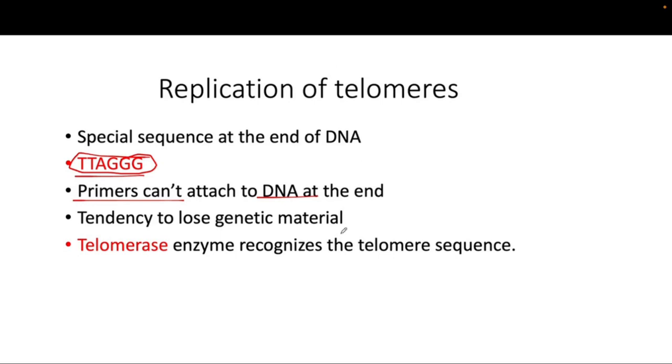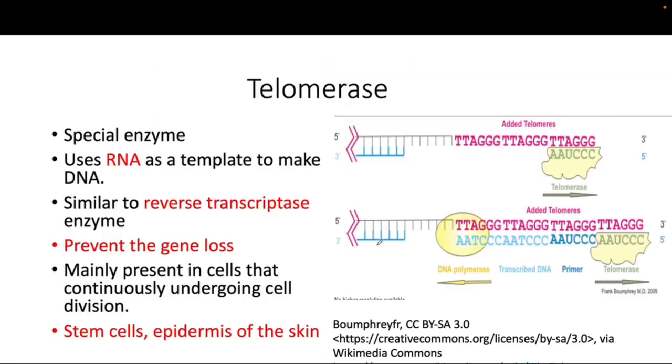Okay, so let's say the DNA enzymes cannot replicate. That means a cell is losing its genetic material, which a cell does not want, right? So nature is very smart, and nature has evolved a process, or I would say an enzyme, which is known as telomerase. It recognizes this telomere sequence. Okay, this enzyme telomerase recognizes this telomere sequence, and what it does is it uses RNA as a template to make new DNA.